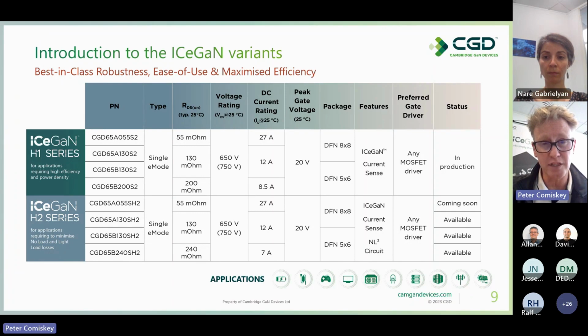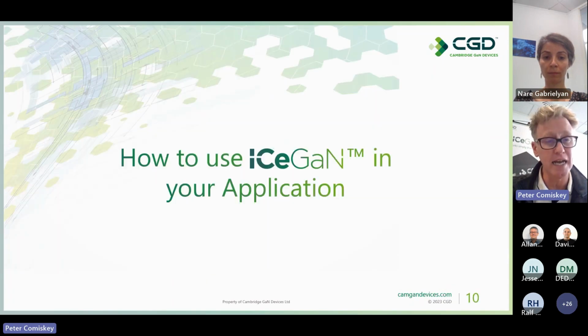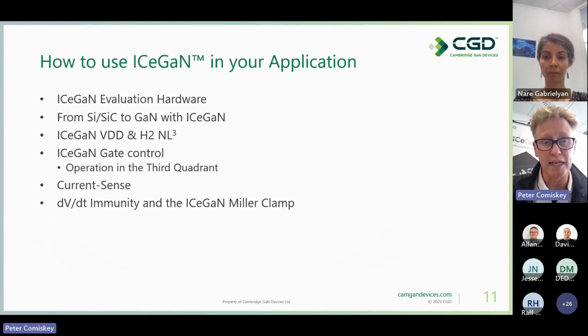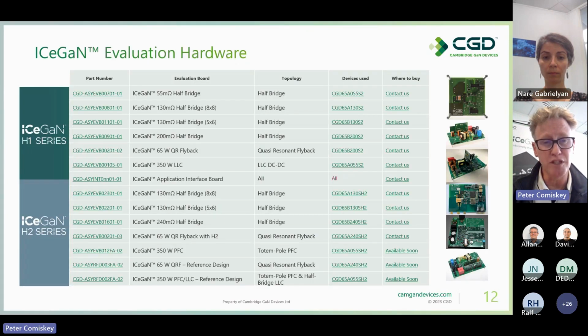So next, let's look at using ICeGaN in your application. As I mentioned earlier, the main items we're going to cover here, first of all, are introducing the hardware we've already got available in terms of evaluation boards and reference designs, and then going into detail on how to implement it into your design. First of all, apologies for quite a text-rich page here, but I just wanted to give a full view of what we've got available. Do visit our website for more details.